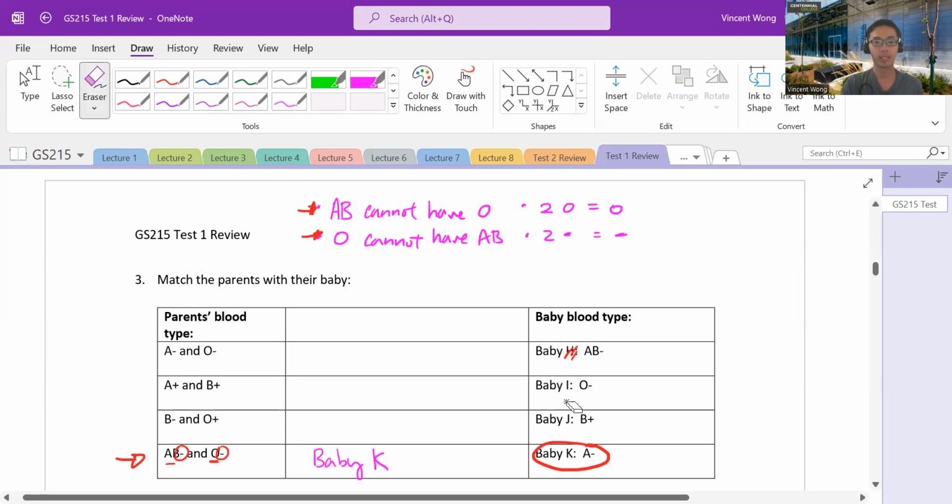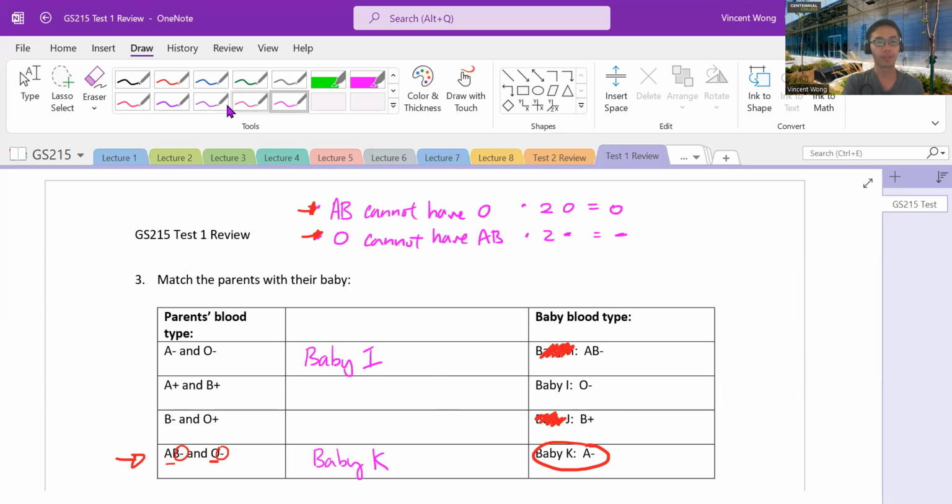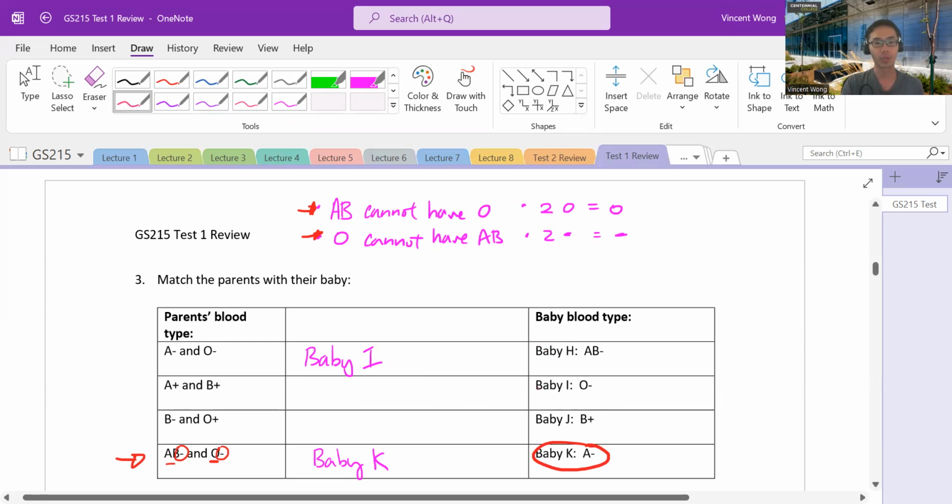Okay, great. So let's pick another one. Over here, A negative and O negative. We only have 3 babies left. O cannot have AB kids, so that's not theirs. We have 2 negative parents. They cannot have a positive baby, right? And besides, neither of them has a B. It's impossible to have a B anyways. So baby I is going to be theirs. Okay, so baby I is also gone.